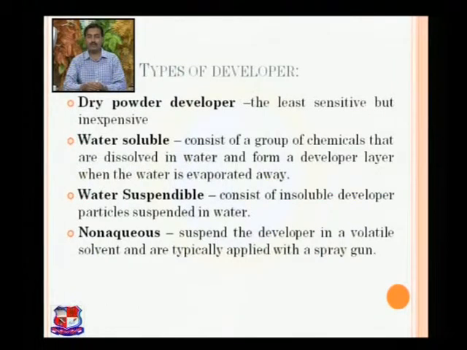Then water soluble: we can have a developer which we dissolve in water, sprinkle or spread on a surface, and then the water will evaporate and the material will remain. Then water suspendable: they are not dissolved but mixed with the water, and we need to stir them and keep them in a mixed form. Then if we put it on, it will be suspended, it will go to the bottom, and it will show us this kind of indication. Non-aqueous: we can mix them with alcohol or acetone, which are volatile in nature, and sprinkle or spread on the surface, and then we will observe the change.